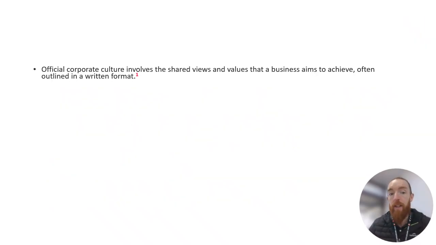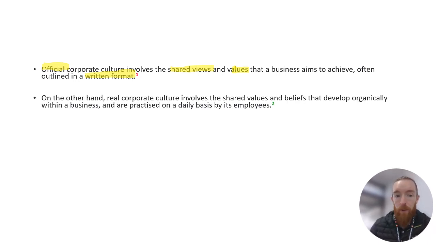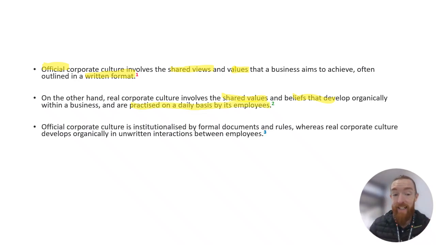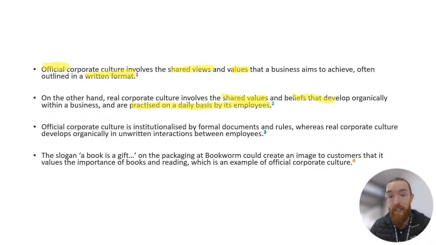So official corporate culture involves the shared views and values that a business aims to achieve, often in written format. So that's the official corporate culture. On the other hand, real corporate culture involves the shared values and beliefs that develop organically and are practiced on a daily basis by employees. So once again, that's what is seen. Official corporate culture is institutionalized by formal documents and rules, whereas real corporate culture develops organically in the unwritten interactions between employees. So again, official corporate culture is what's written. Real corporate culture is what is observed or seen.